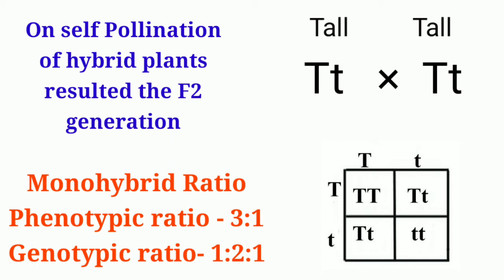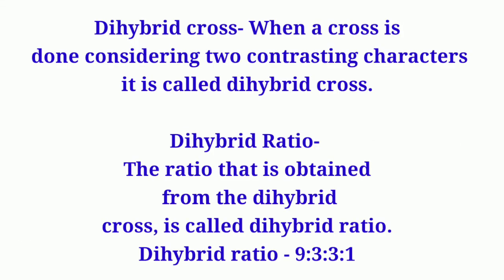But if we consider the genotypic ratio of the monohybrid cross, then we would find 1:2:1. How? The genotypic ratio became 1:2:1 because capital T capital T occurred in only one individual, capital T small t occurred in 2 individuals, and small t small t occurred in only 1 individual. So in the monohybrid cross, the phenotypic ratio is 3:1 and the genotypic ratio is 1:2:1. Similarly, when a cross is done considering 2 contrasting characters, it is called a dihybrid cross.